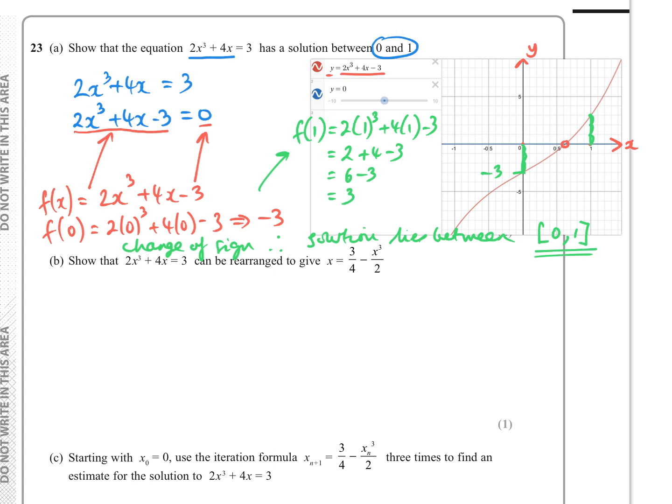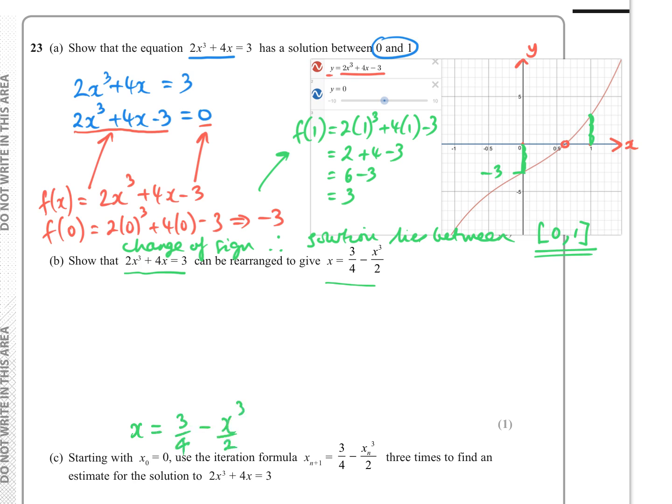Part B, we've got to show that 2x cubed plus 4x equals 3 can be rearranged to give this here. Now, generally what I would do, because this comes up in A level as well, believe it or not, for year 13 students, which I know you find hard to believe, but it does. I always say to them, start from the answer and work upwards.